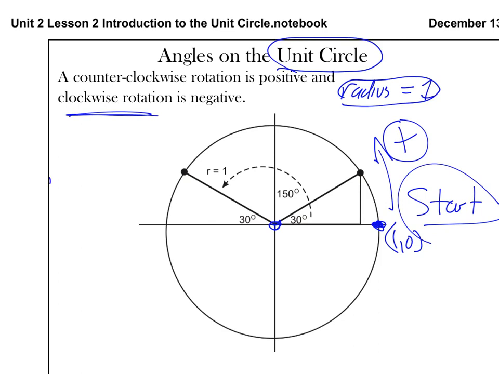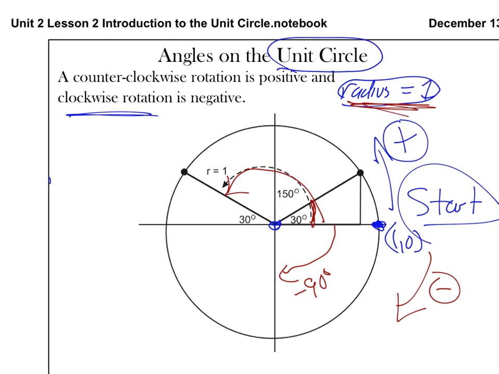Going down is considered a negative rotation. All right, so you see you've got a 30-degree rotation, and then you've got a 150-degree rotation. Okay, so if I went this way, this would be considered a negative 90-degree rotation. Okay, so the big point here is that the radius is going to always equal 1 no matter what.